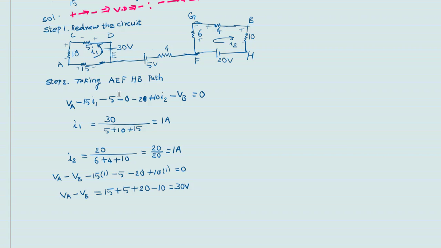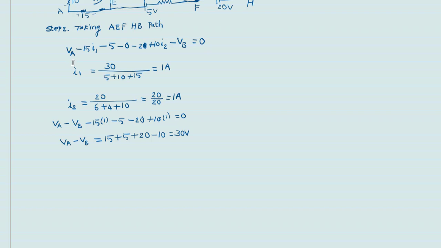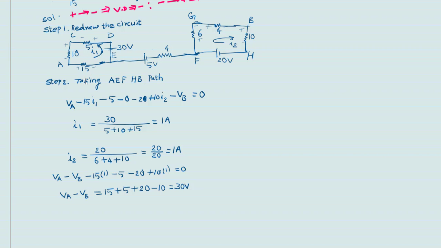What is A? It means VA, that is positive. We already assumed that A is at higher potential, so it is the positive terminal. Next, in the assumed current direction, first we are getting plus, next negative, so it becomes a voltage drop. So we write minus 15 into the current flowing in that, I1. Next, you have a voltage source between E and F, that is 5 volts, and in this direction first getting positive, next negative, so it becomes a voltage drop. So I write minus 5. Then there is no current flowing in the 4 ohm resistor. We write simply 0 into 4, or simply 0.